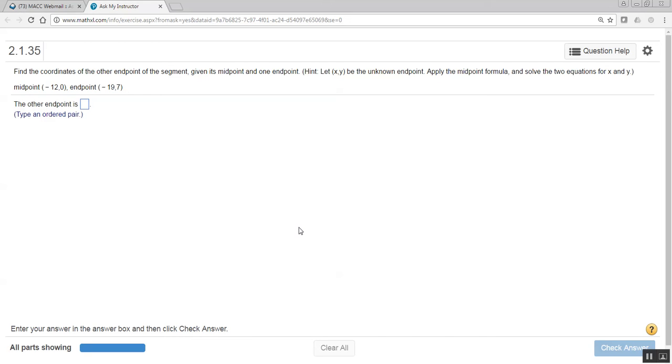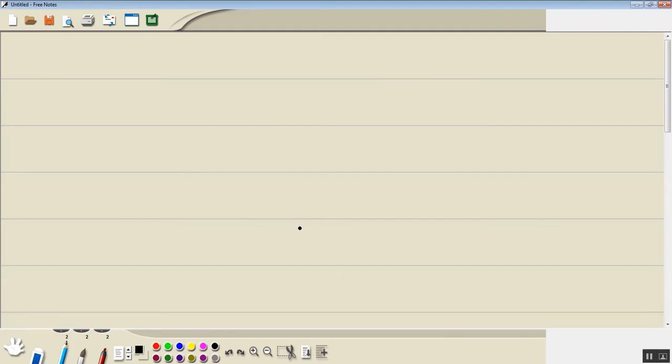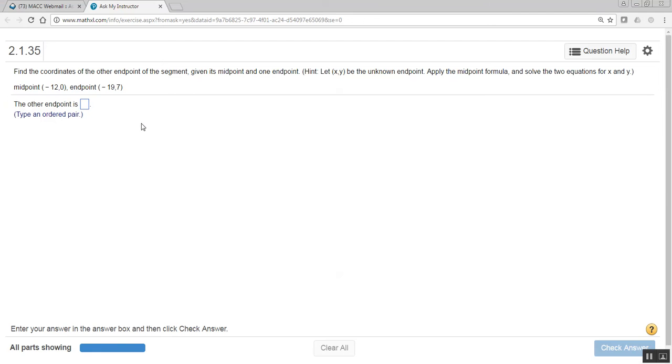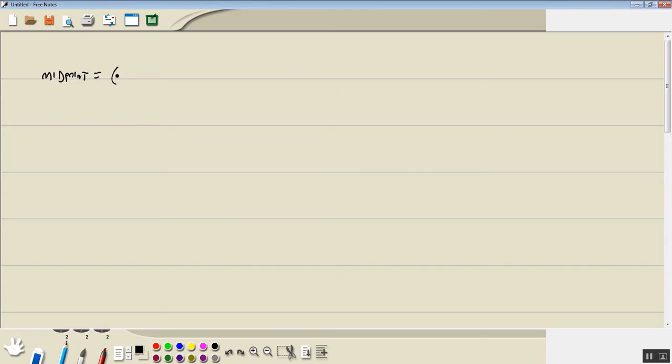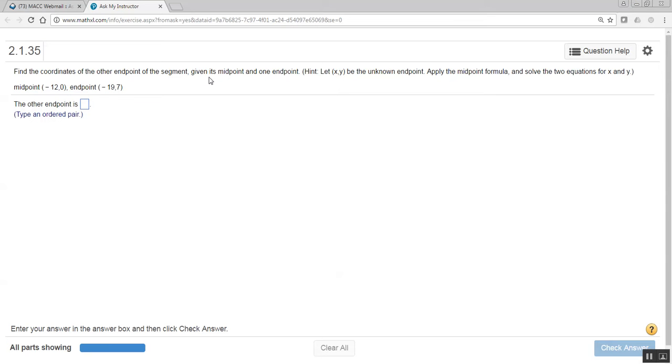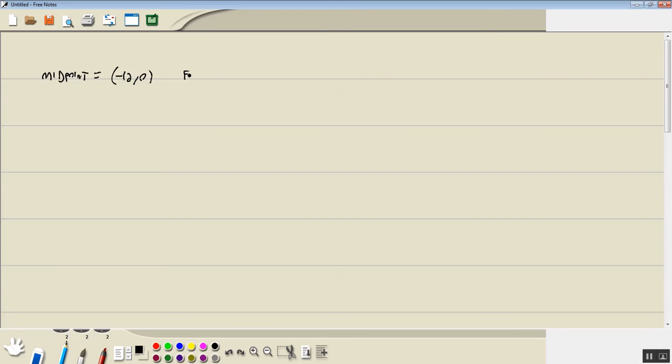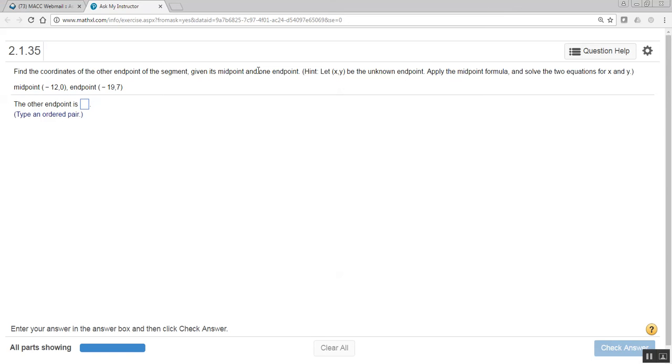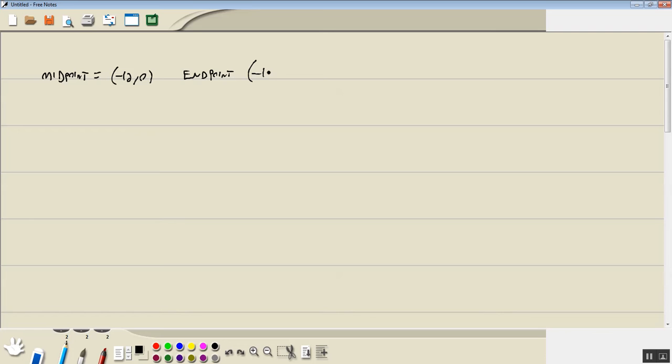Let's take a look at this problem. The midpoint is equal to negative 12, 0, and one of the endpoints is equal to negative 19, 7.